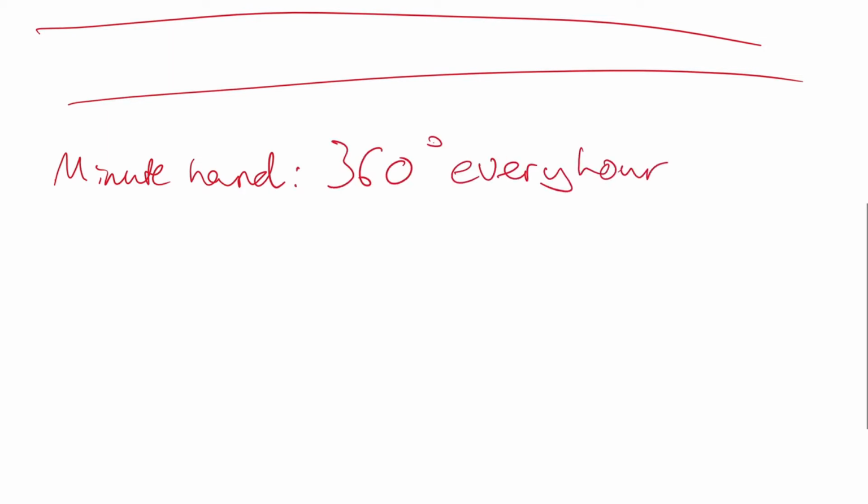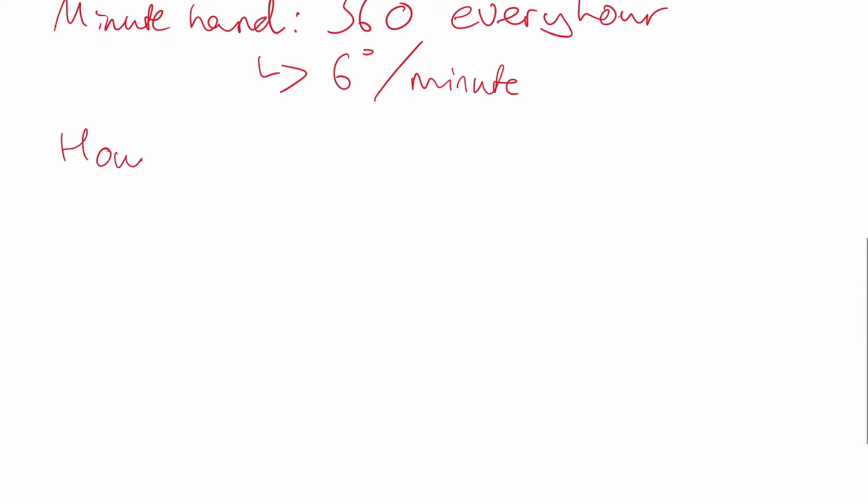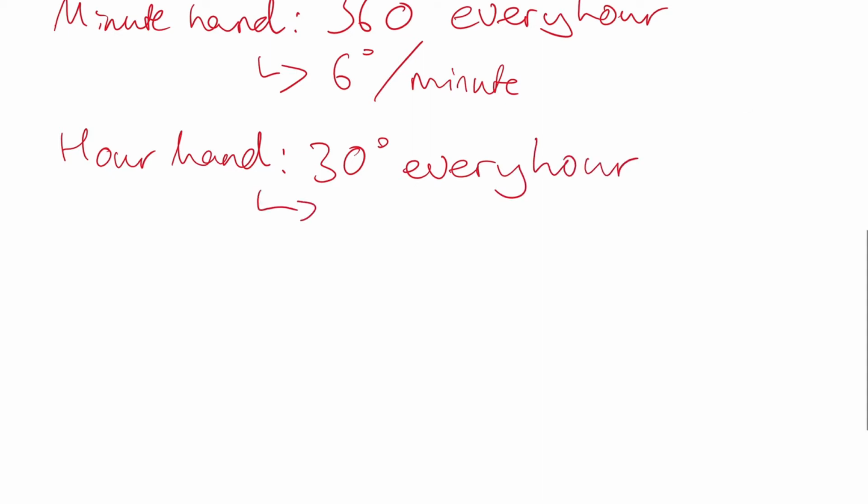Mathematically speaking, the first step would be to calculate what we refer to as the angular velocity of each of the hands on the clock. As you recall, the minute hand travels 360 degrees every hour, which means that every minute it'll travel 6 degrees. The hour hand travels 30 degrees every hour, which leads us to 0.5 degrees per minute.